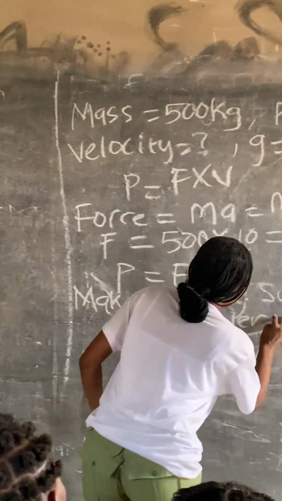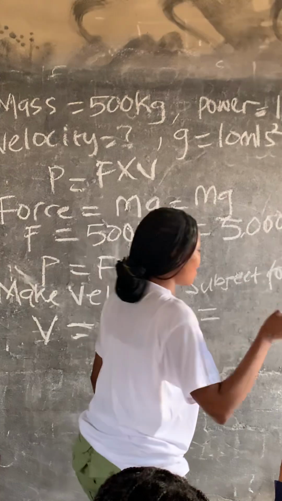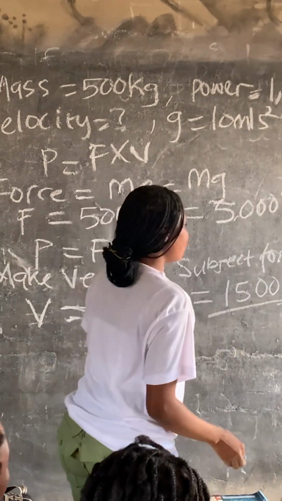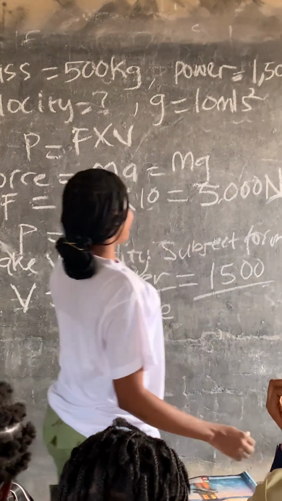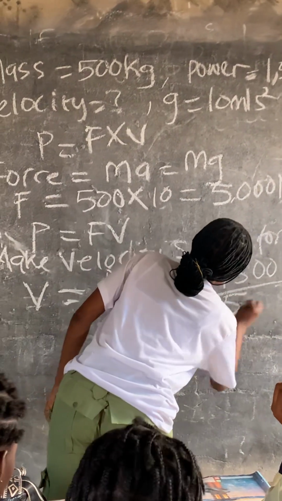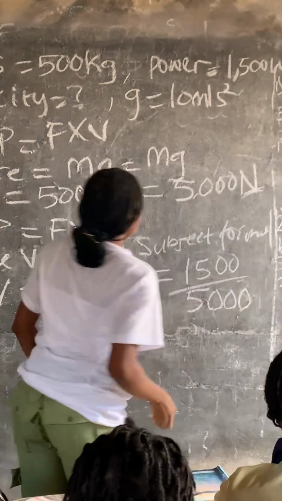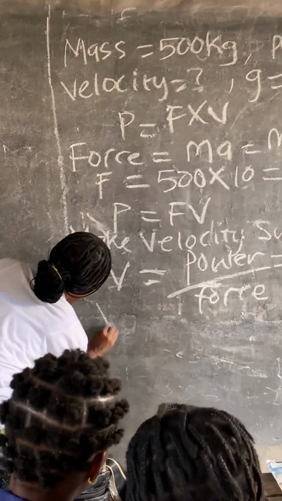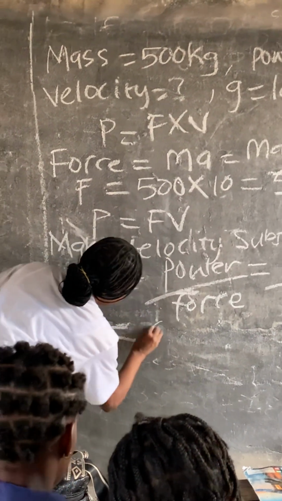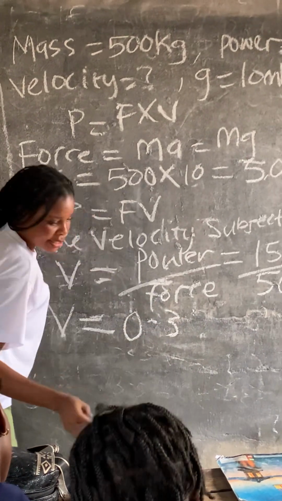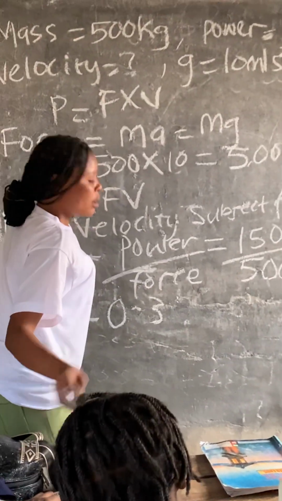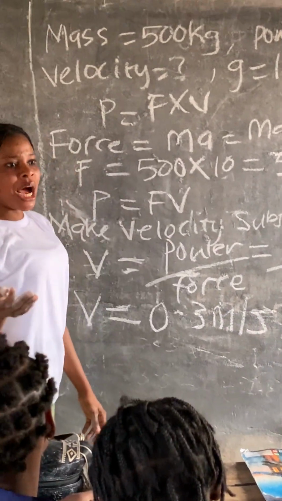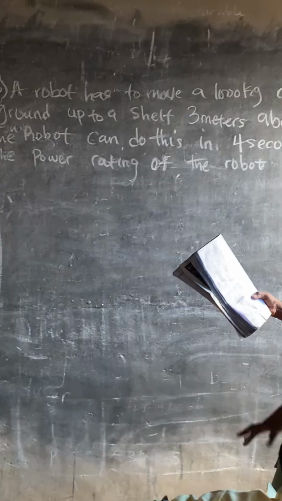So now our power, there was power given. Power was what? 1,500 watts. So now force is what? 5,000. So now divide 1,500 all over 5,000, which is 0.3. So now our velocity is equal to what? Is it just 0.3? Meter per second. Do you understand? Okay, now you can leave the board.